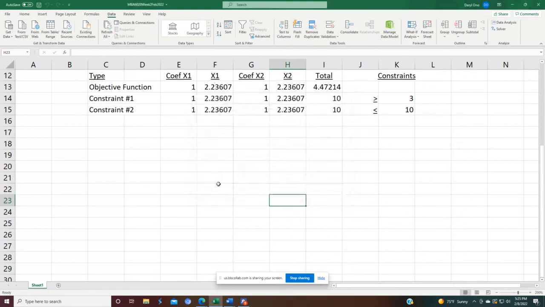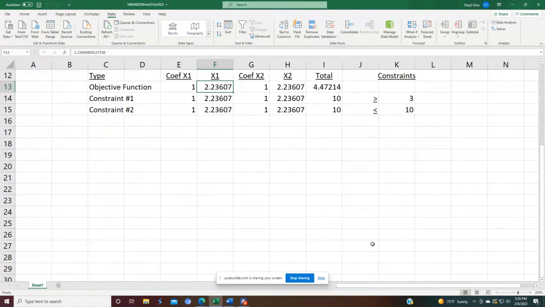Looks okay. Boy, look at the answers that we come up with. X1 is 2.236. Oh, both of them are 2.236. Okay, and we plug that in. Constraint number 1, we come up with 10. Is that greater than or equal to 3? Yes. Is constraint number 2 less than or equal to 10? Yes. So it looks like we solved this correctly.